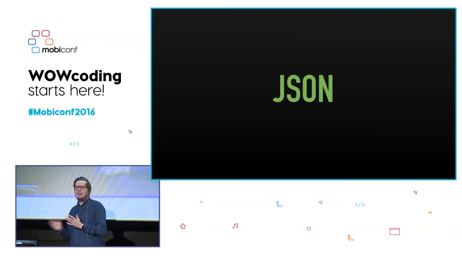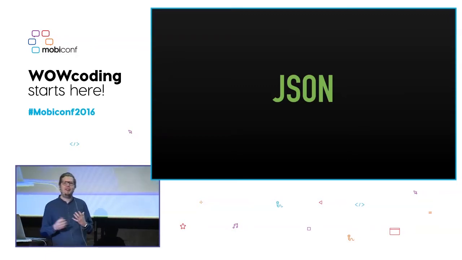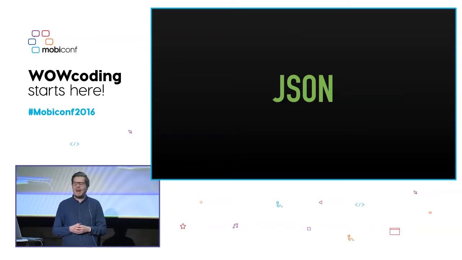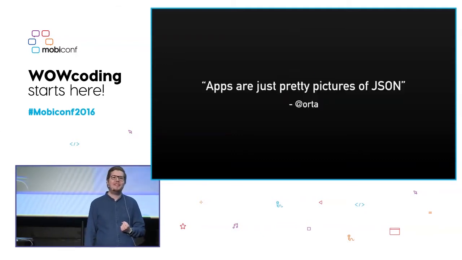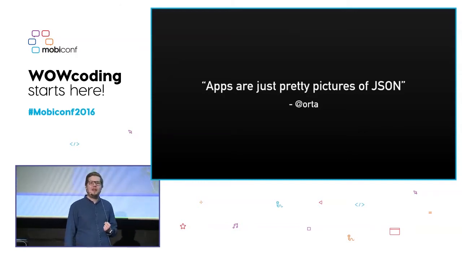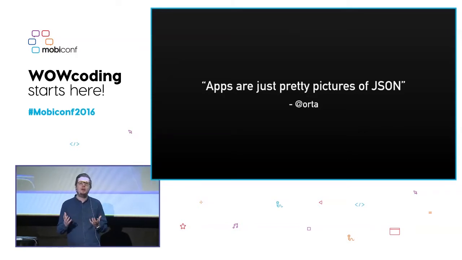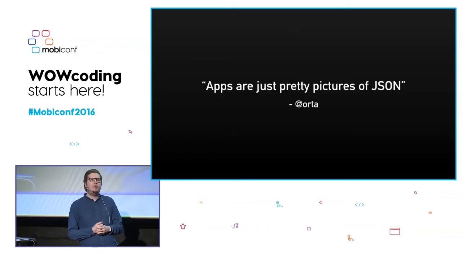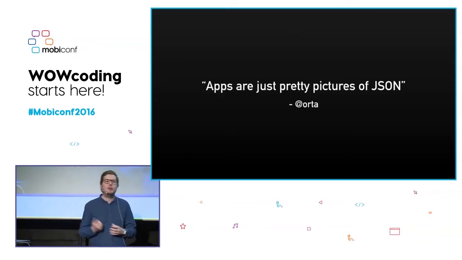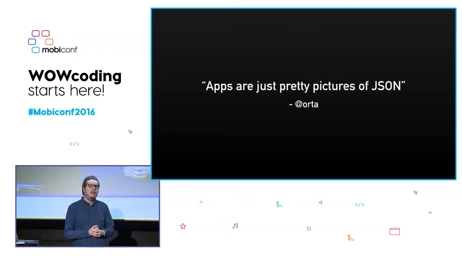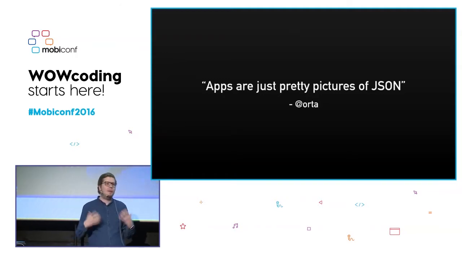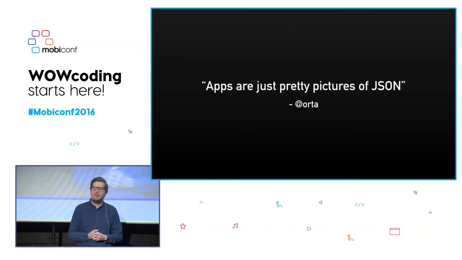In fact, to kind of illustrate how much we use JSON and how core it is to most apps, I have a quote here from Orta, which I really like. It's: apps, they're just pretty pictures of JSON. And that might sound a little bit extreme, but if you think about it, what is it that we're doing most of the time when we're building apps? Well, we're calling some API or some server, we're getting some data, and then we're rendering that somehow in our UI. So really, usually our app is a representation of our data, which most of the time, or many times at least, comes in the form of JSON.